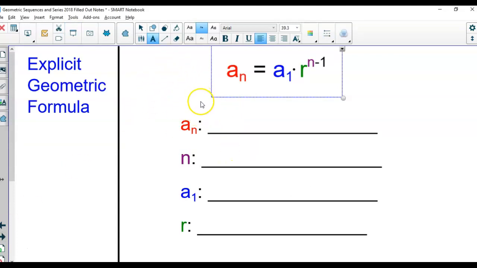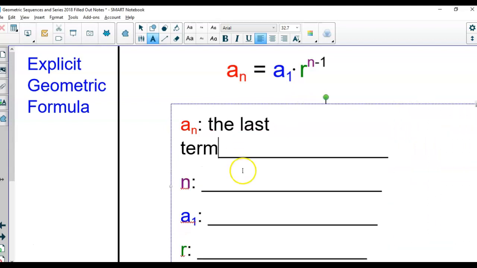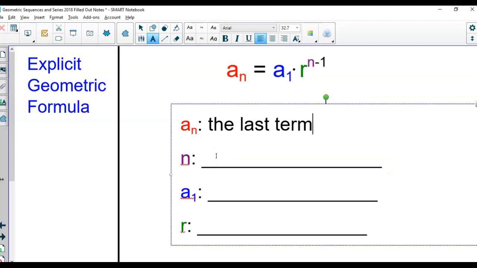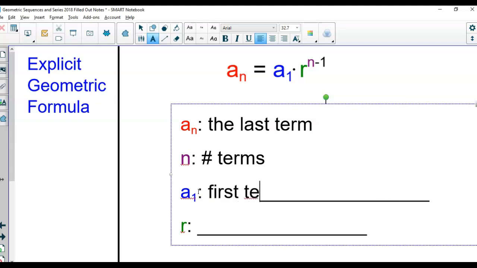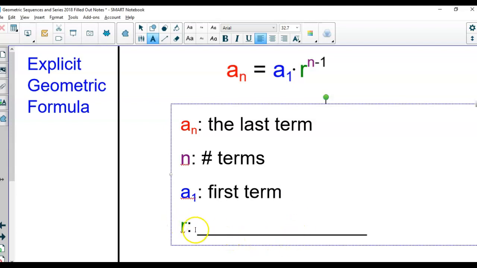Okay, here's the formula you're going to need today for geometric sequences to find the next terms, or the 7th term, the 10th term, whatever term they're asking for. So that a sub n, what does that a sub n mean? That a sub n is equal to the term that you're finding, the last term. What is n? N is equal to the number of terms in the sequence. A sub 1 is equal to your first term. And r is equal to that common ratio.